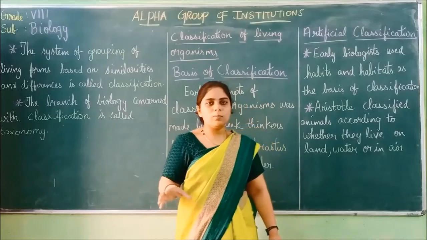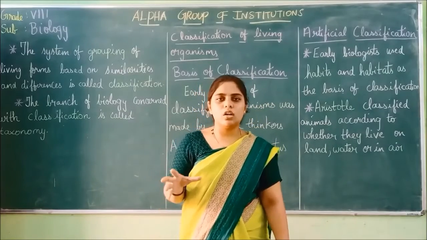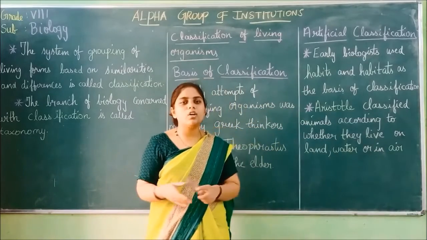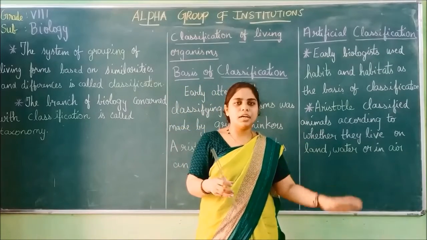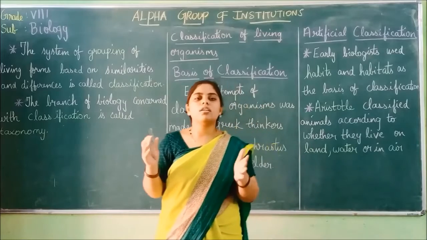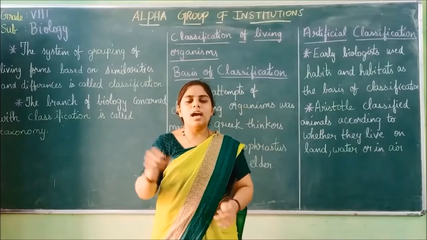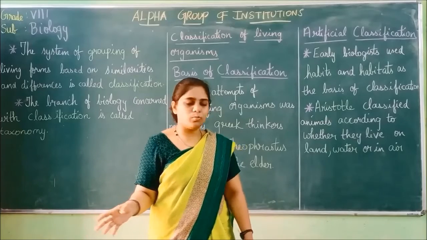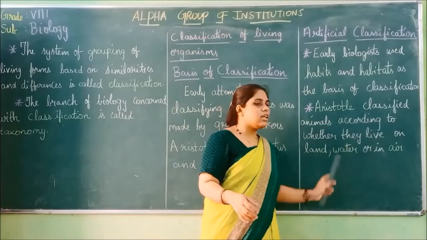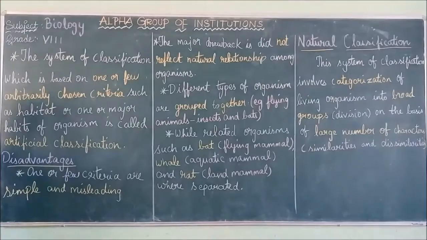So on what basis did Aristotle classify? He classified according to the organisms, whether they live on land. They were put under one group. The water living organisms were put under one group. And those which can fly and live in air, they were put under one group. Like this only, he made the classification first.